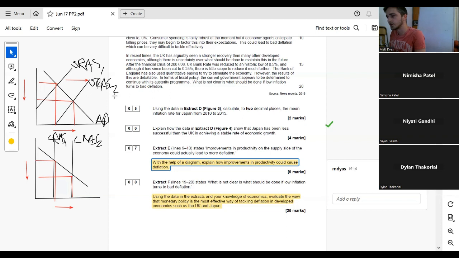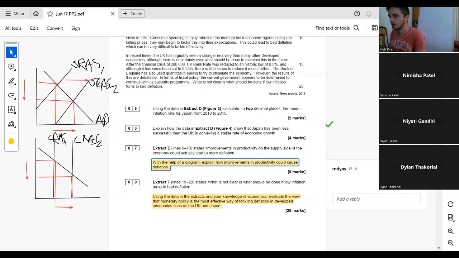Short run aggregate supply effectively just represents costs in the economy for businesses as a whole, or is based on costs for the economy. So if costs decrease because productivity increases, short run aggregate supply shifts to the right. This causes deflation. That's our analysis. That's our diagram. That's all we need for this question.